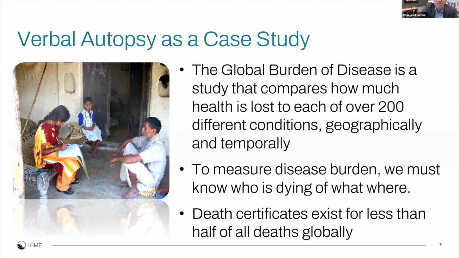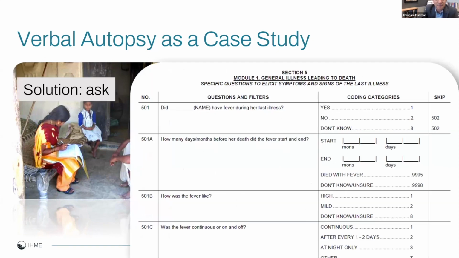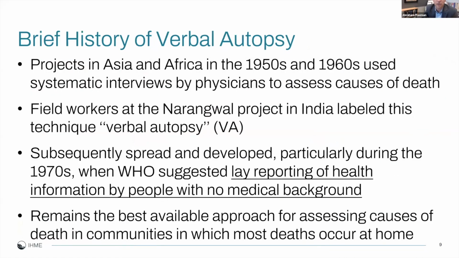Well, verbal autopsy is a tool for filling this gap. And the solution that verbal autopsy posits is just ask. This is actually a picture on the left of a verbal autopsy happening. What happens is a trained interviewer, who is perhaps not a medical professional, finds an individual who's familiar with the final illness that led to the death, and then asks them questions, 40 minutes, maybe an hour's worth, like, did so-and-so have a fever during her last illness? And how many days or months before her death did the fever start and end? And then based on this information, try to come up with the underlying cause of death.